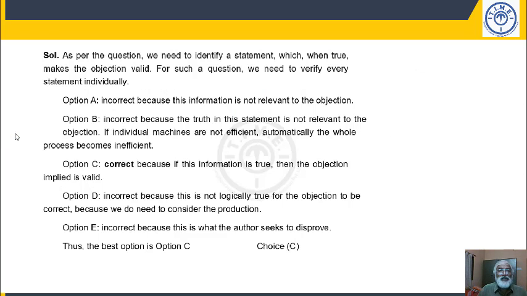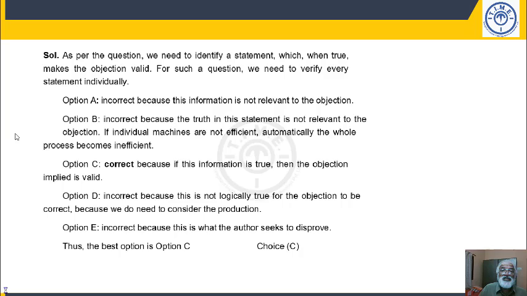So as per the question, we need to identify a statement which, when true, makes the objection valid. For such a question, we need to verify every option. So we are saying A is wrong because it's not relevant. B is wrong because the statement is about whole processes and not machines. C is the one because if that is true, then the objection is actually valid, because the objection is you need to consider quality. And D is incorrect because it's not logically true for the objection to be correct.